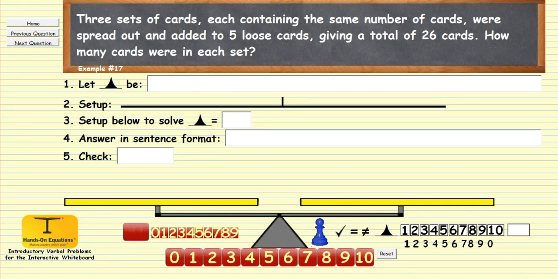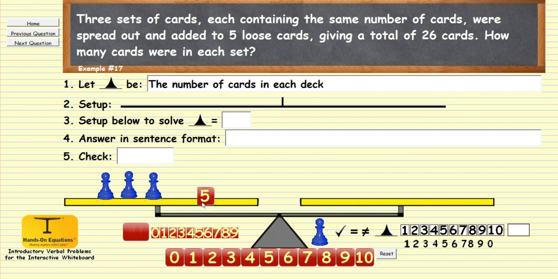In this problem, we want to know how many cards were in each deck. So let pawn be the number of cards in each deck. We have three sets of cards, so I'm going to use 3 pawns to represent the 3 sets of cards. 3 sets of cards, each containing the same number of cards, were spread out and added to 5 loose cards.